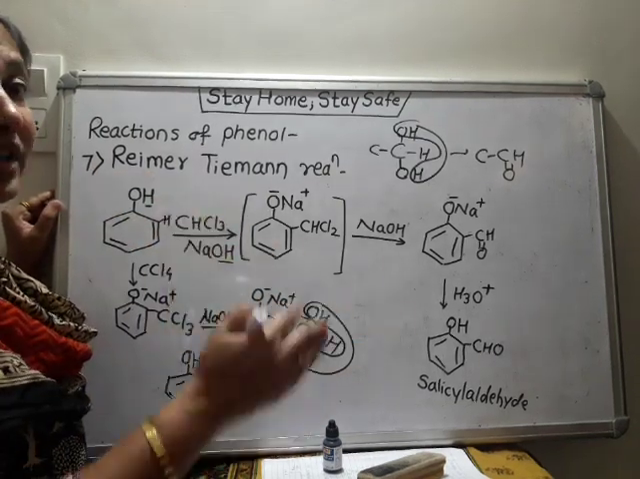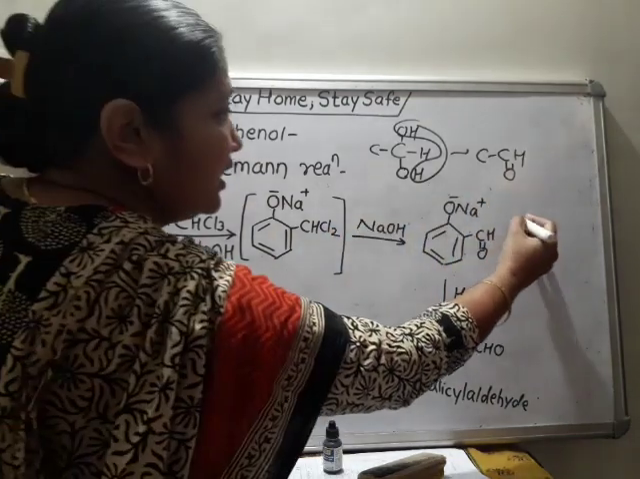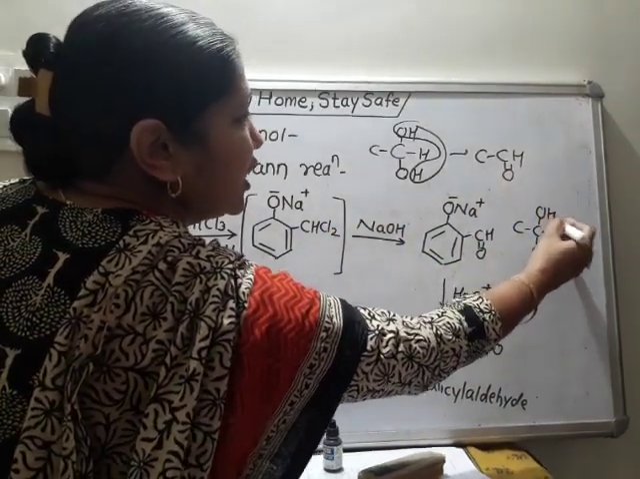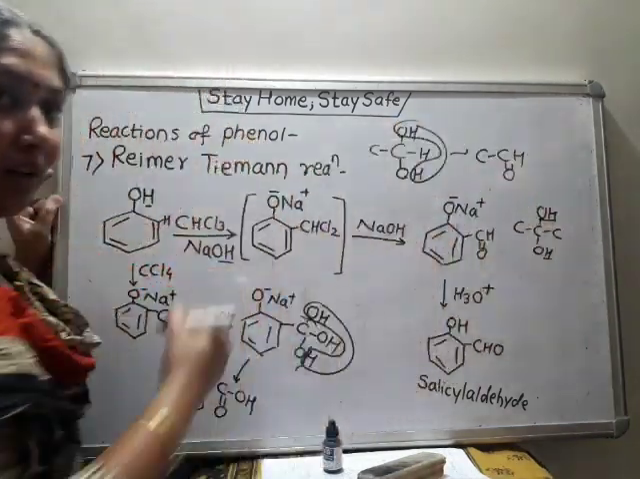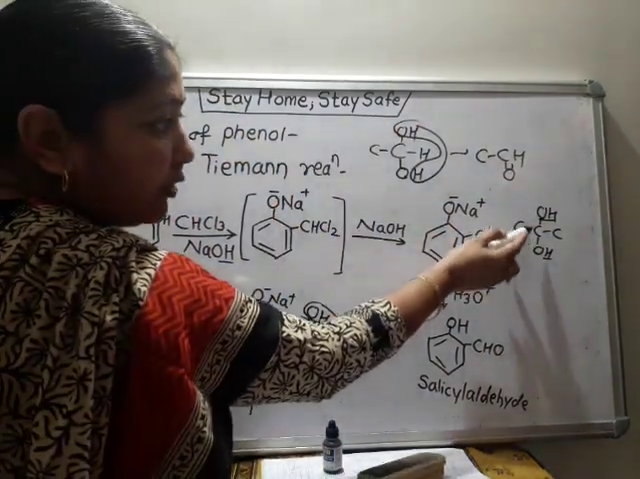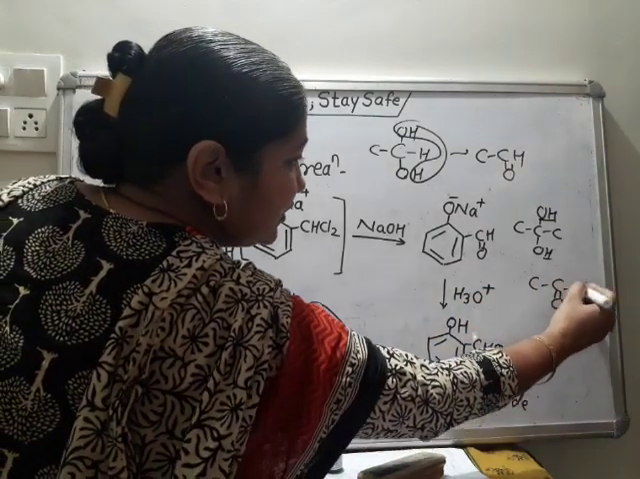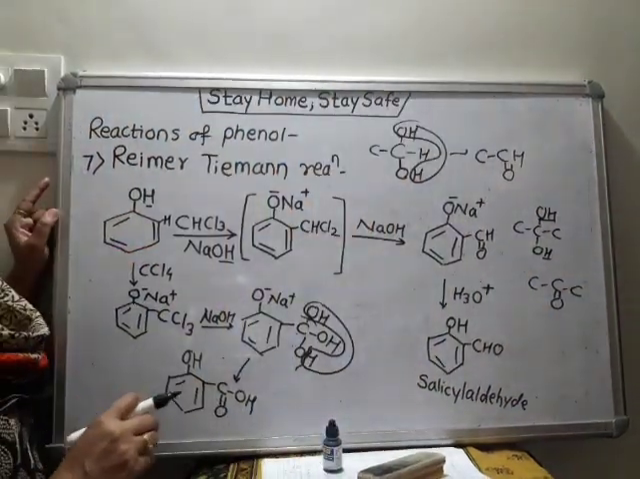What if 2 OH are present on the middle carbon? See, 1, 2, 3. Here one OH, here one OH. So OH and H are eliminated, so a double bond will form between these 2 carbons. So we will get, yes, a ketone. We will get a ketone.